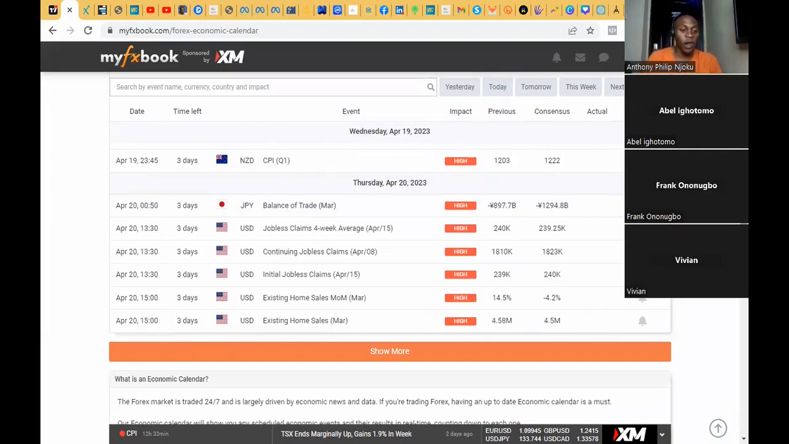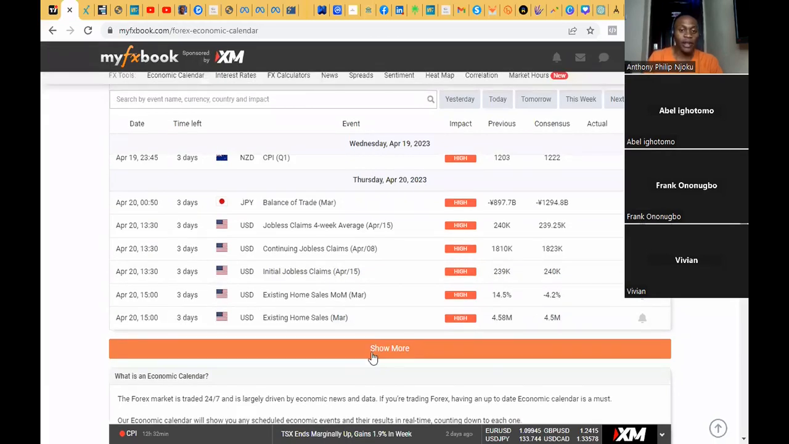Then on Thursday, we have a lot of news on dollar in the afternoon, the New York session by 1:30, and then by 3 as well, West African time. So we can be trading the whole New York session on Thursday.